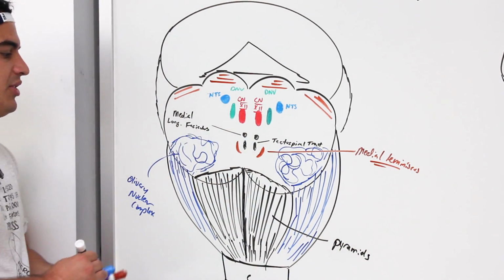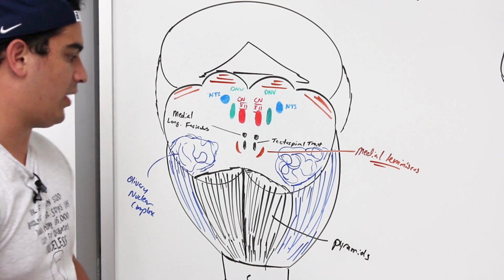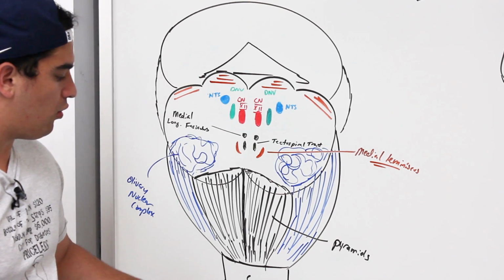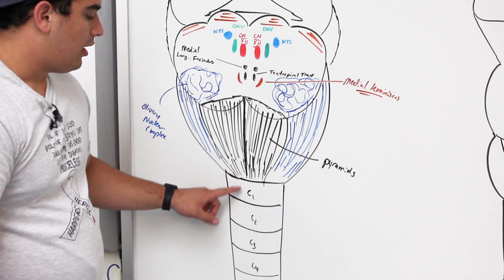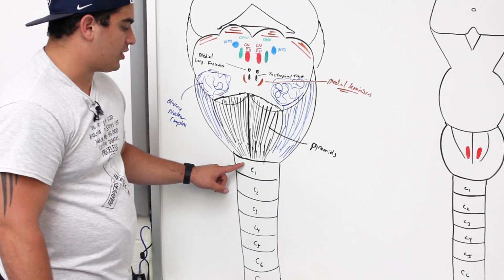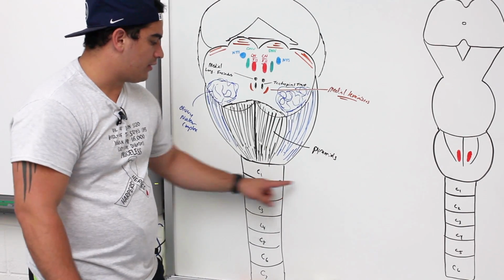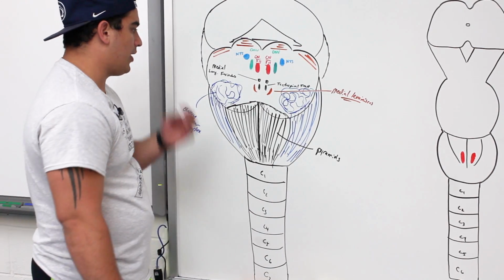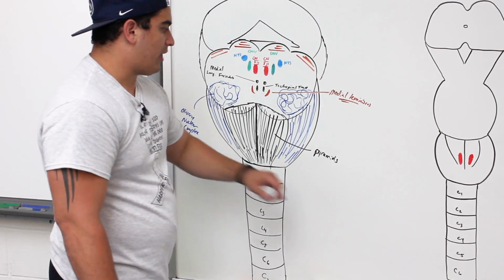And again, the pyramids are where the descending corticospinal pathways are running through. And then just to get a little look here, this is going to be the C1 region of the spinal cord, where the cervical spinal nerves come out, so the C1 nerve, C2 nerve, C3 nerve, C4 nerve, C5 nerve, right? And we can just keep going on. But again, that's where the cervical spinal nerves are going to come out.